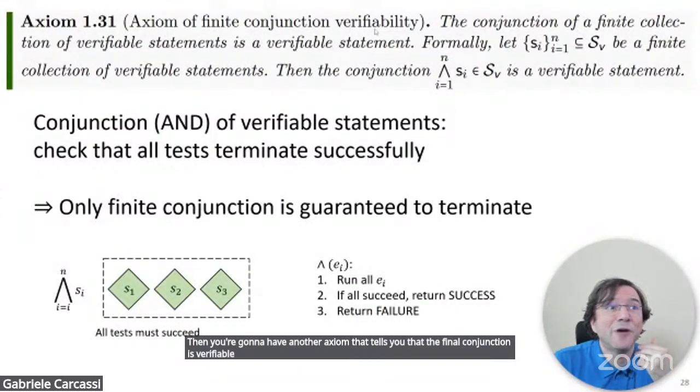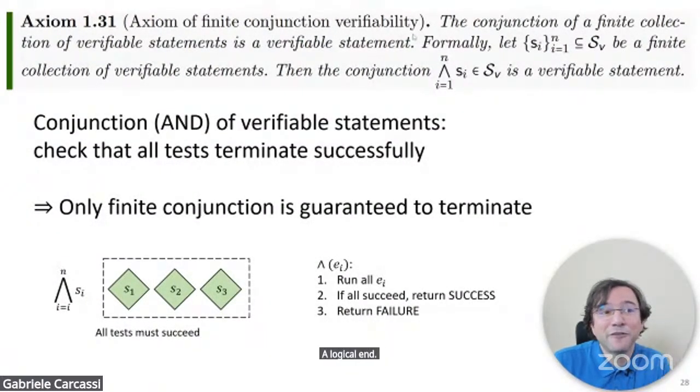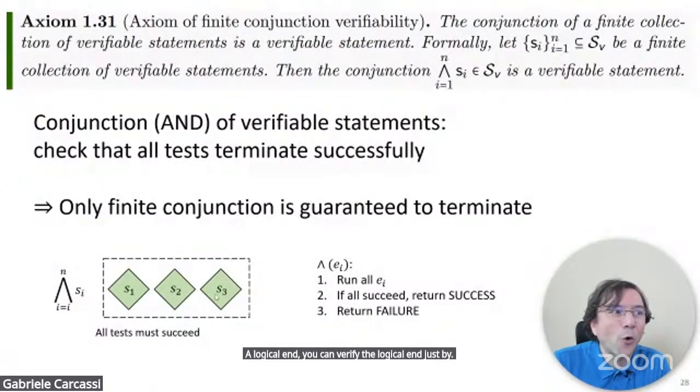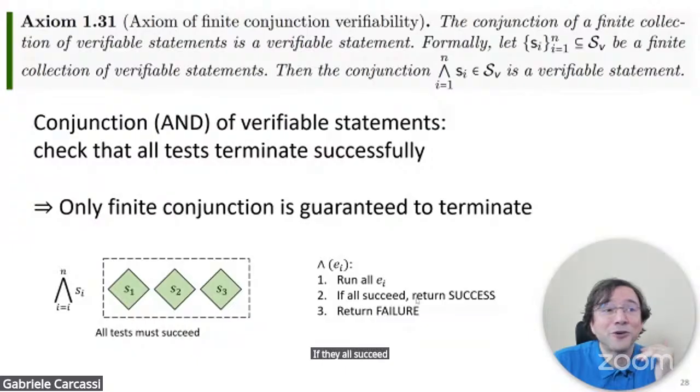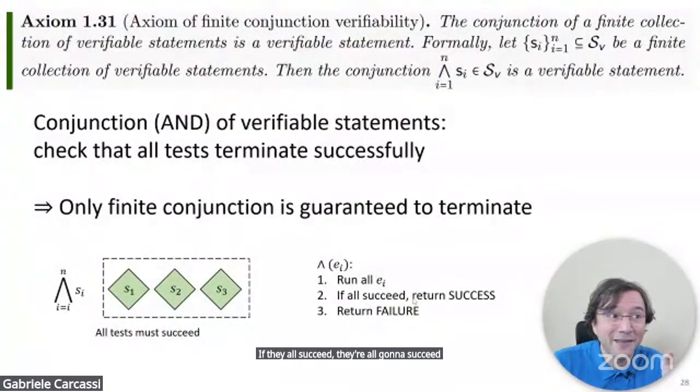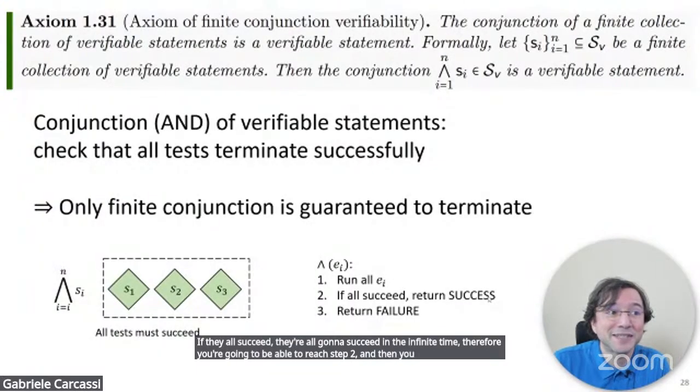So if you have finitely many statements and you have an AND, a logical AND, you can verify the logical AND just by testing all the tests one at a time, right? So this is the procedure. You run all the tests. If they all succeed, they're all going to succeed in finite time. Therefore, you're going to be able to reach step 2, and then you're going to return success. And if one of them failed, then you return failure.